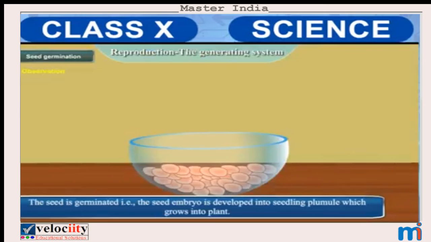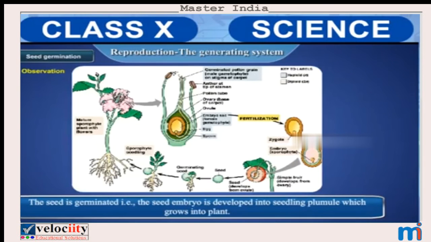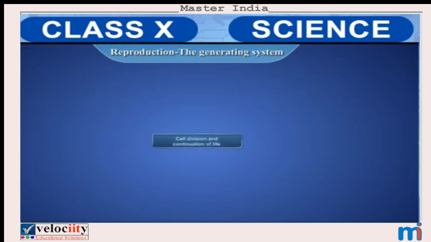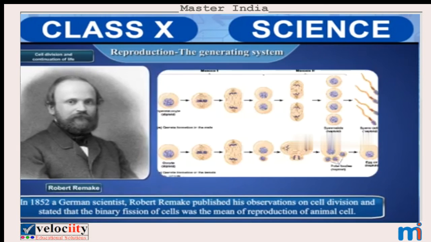Observation. The seed is germinated, that is, the seed embryo is developed into seedling plumule which grows into a plant. Cell division and continuation of life. In 1852, a German scientist, Robert Remak, published his observations on cell division and stated that the binary fission of cells was a means of reproduction of animal cells.